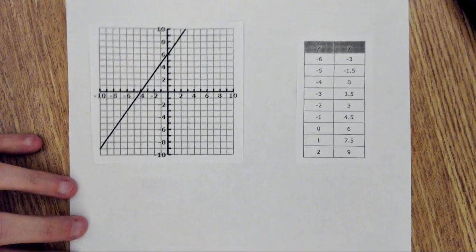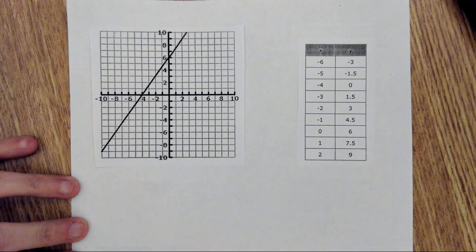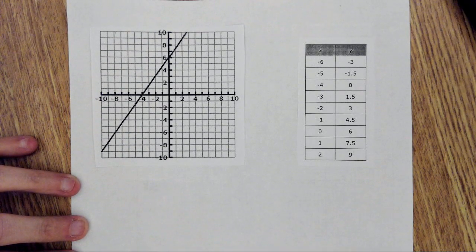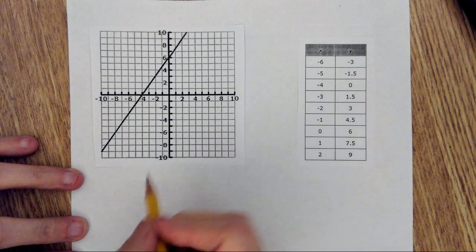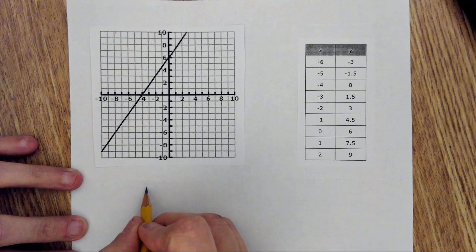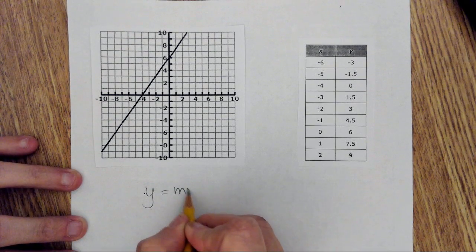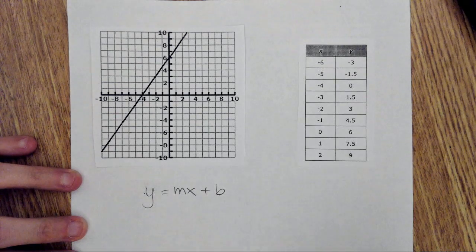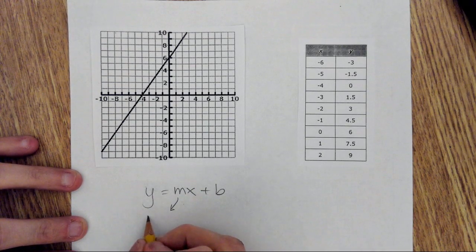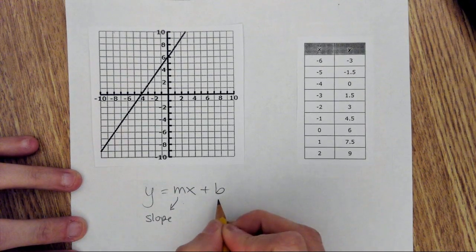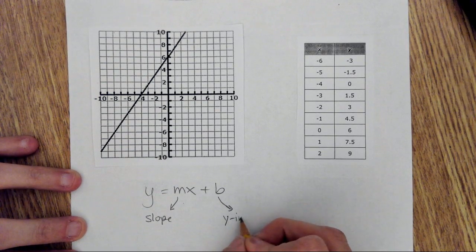Today we're going to talk about key features of graphs of linear functions. The key features we're going to be looking at are primarily the parts that are involved in the slope-intercept form of a linear equation. Slope-intercept form is y equals mx plus b. M represents the slope of the line, and b represents the y-intercept.